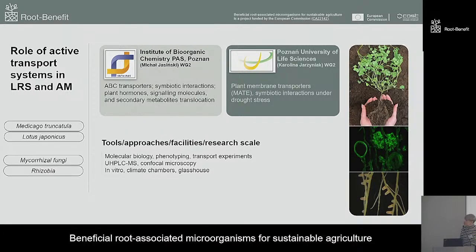the involvement of plant membrane transporters belonging to multidrug and toxic extrusion proteins and their role in symbiotic interactions under drought stress. These studies are related to working group 2 and are conducted in vitro, in climate chamber, and at glasshouse scale using molecular biology approaches, phenotyping, of course, transport experiments in different heterologous systems, HPLC-MS, and confocal microscopy.